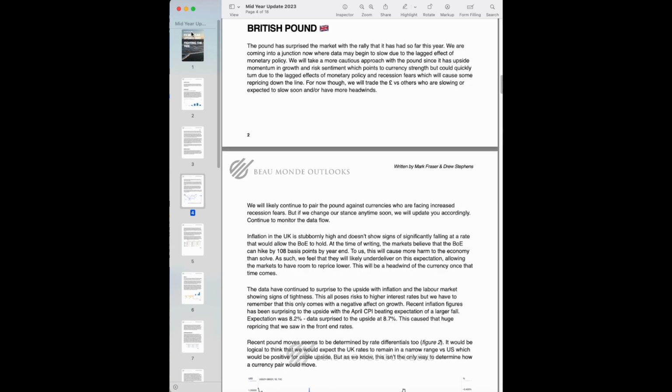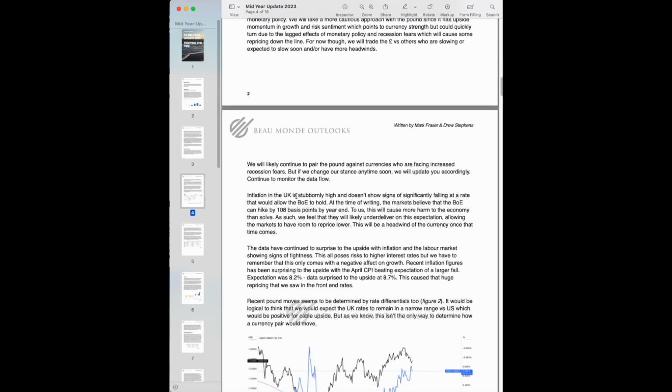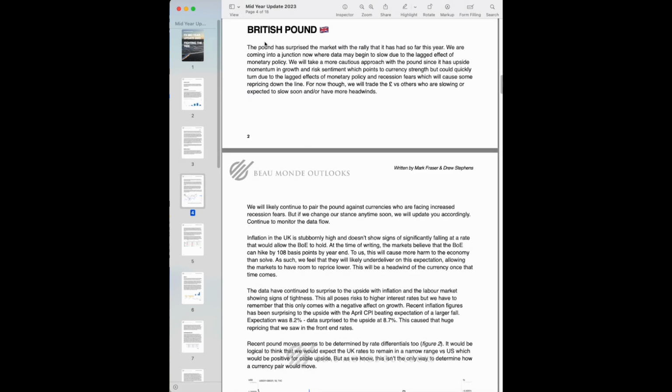We called it Fighting the Tide. That's because the markets were fighting what the dollar was doing, and fighting cutting expectations. Now, in regards to the pound, this is what we stated here. The pound has surprised the market with the rally it has had so far. We are coming into a conjunction where the data may begin to slow due to the lagged effects of policy. We will take a more cautious approach with the pound since it has upside momentum in growth and risk sentiment, which points to the currency's strength, but could also quickly turn due to the lagged effects of policy and recession fears, which will cause some repricing down the line.